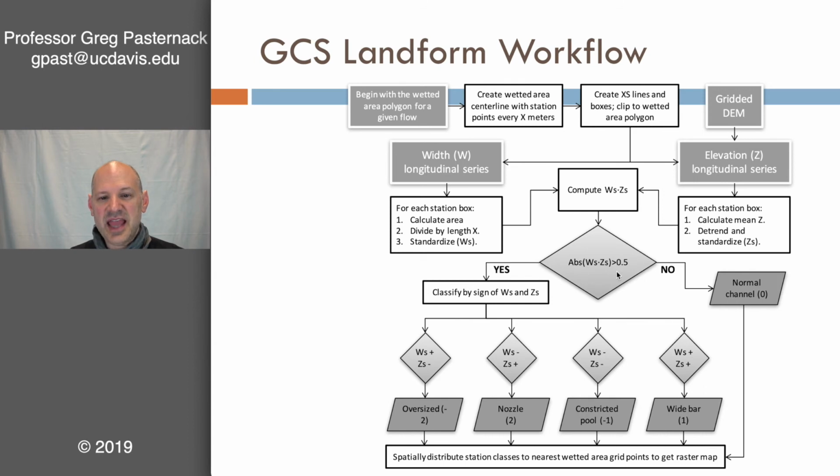Now for each cross section, or each cross-sectional box, I should say, is the absolute value of this greater than 0.5? That's our threshold. If not, it's a normal channel and you're done. If it is, you go into the decision tree, you look at the directionality of these signals, and you get either oversized, nozzle, constricted pool, wide bar, which in GIS we assign different numerical values to for analysis purposes. So that's the overall workflow. I'm blowing through it a little bit because I'm kind of getting tired, but that gives you the idea of it.